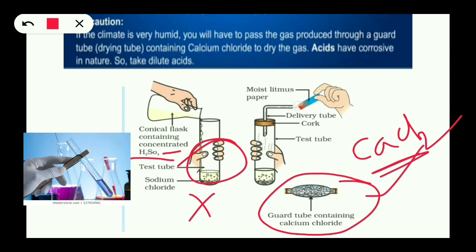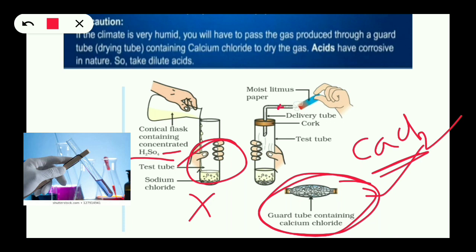So while you do this experiment and when the weather is humid, even a dry litmus becomes wet due to exposure to the atmosphere. The atmosphere contains some water droplets on a humid day and it becomes wet. So the experiment becomes wrong. We cannot perform it accurately and we cannot get the result accurately. So while doing this experiment in humid conditions, you have to use this guard tube, and this guard tube is arranged over here near the delivery tube.